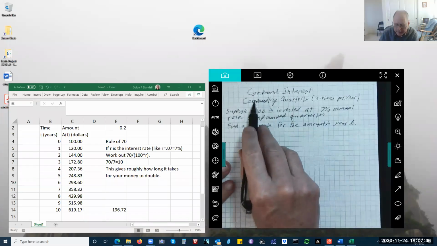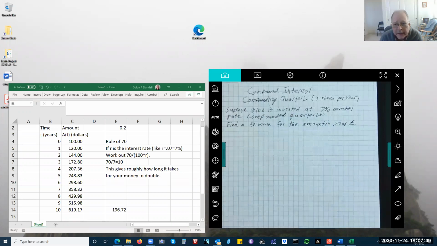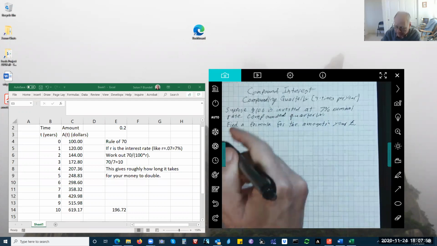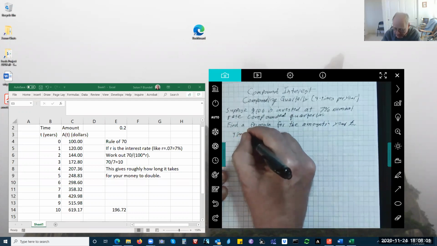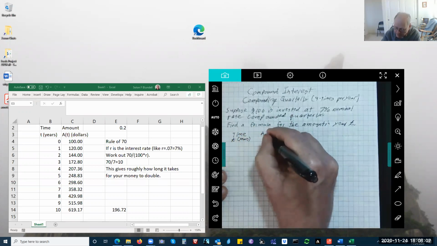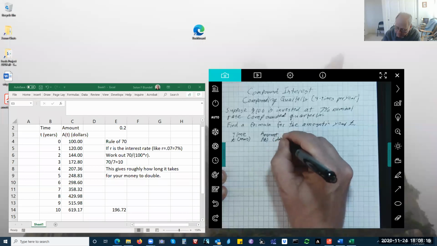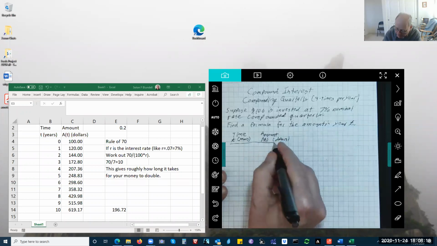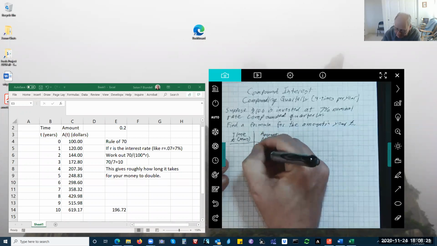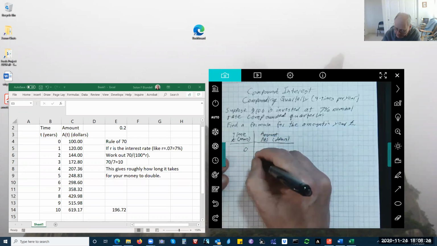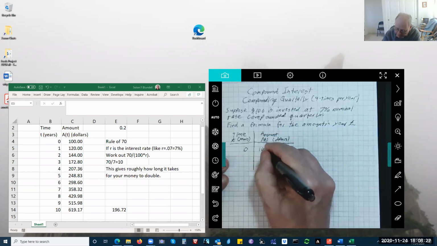Okay, so suppose $100 is invested at 7% nominal rate compounded quarterly. We're going to find a formula for the amount that you have in year T. So here's my time, T in years, and here's my amount, the amount in year T, and that's in dollars. And in year 0, right at 0 time has passed, right after I put the money in, I have $100.